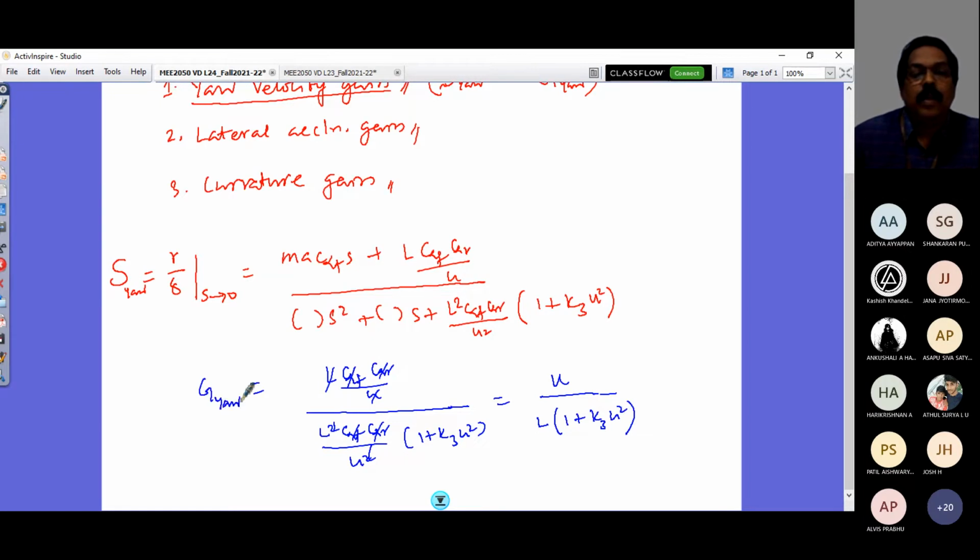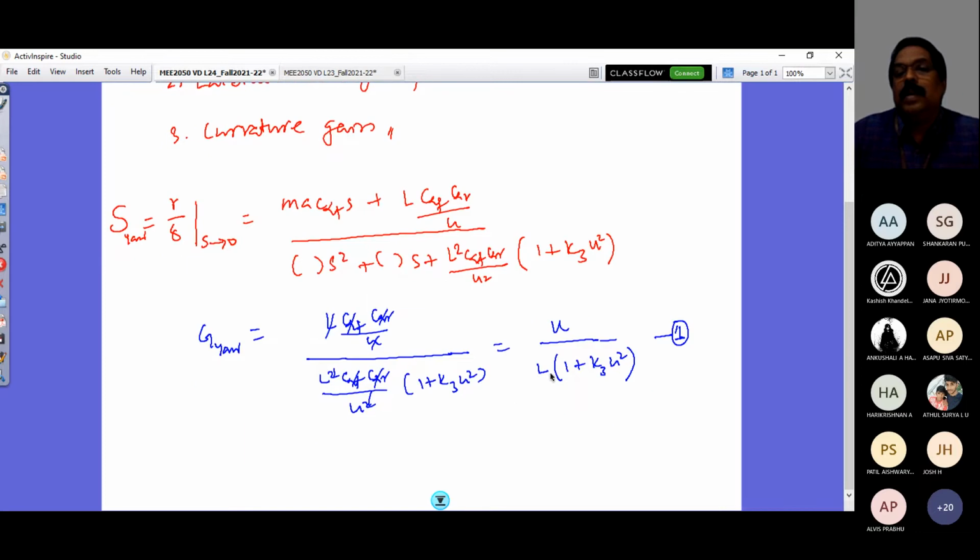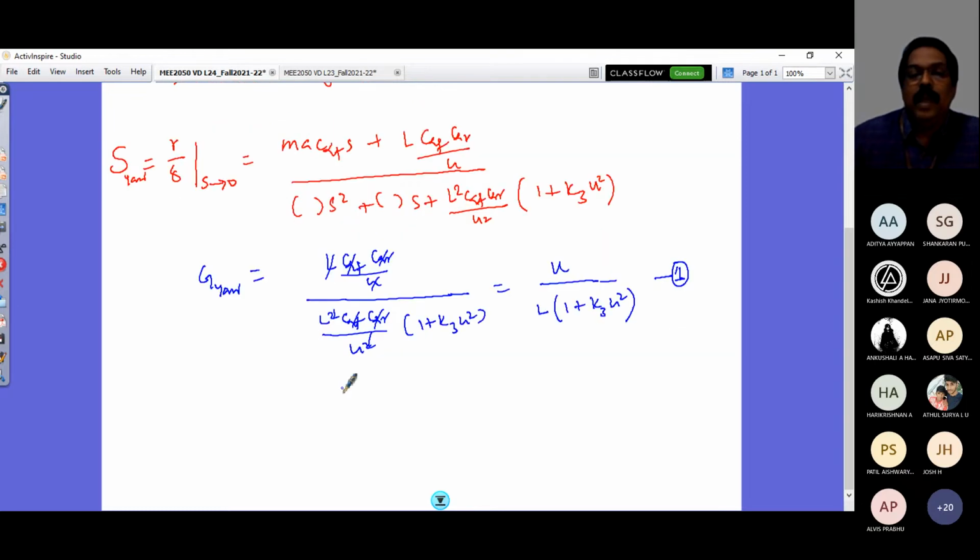G, velocity gain is given by this. So let's call this equation number 1 for steady state gain topic. So here you see U is forward speed, L is your wheel base, and K3 here is the stability factor. So what is K3?